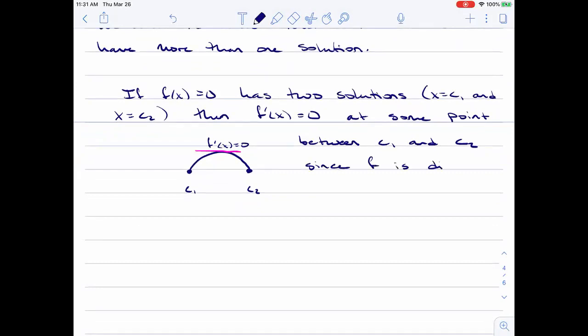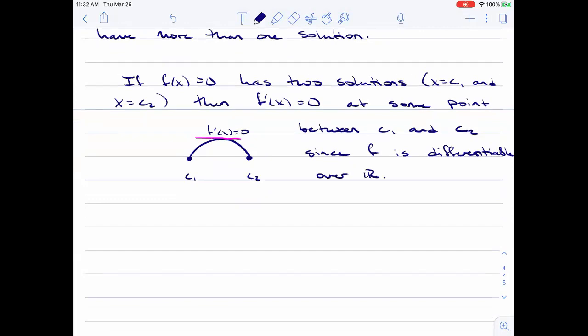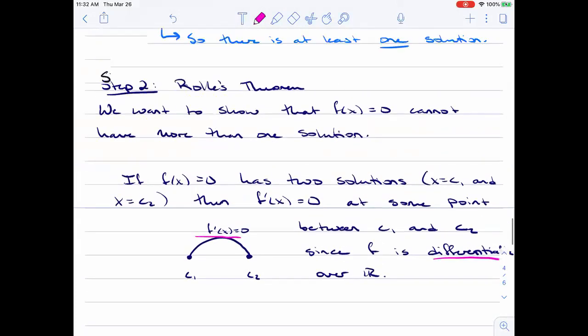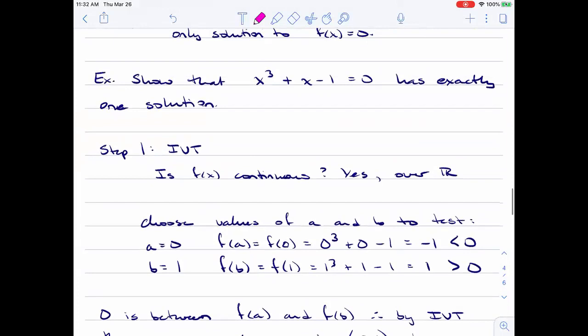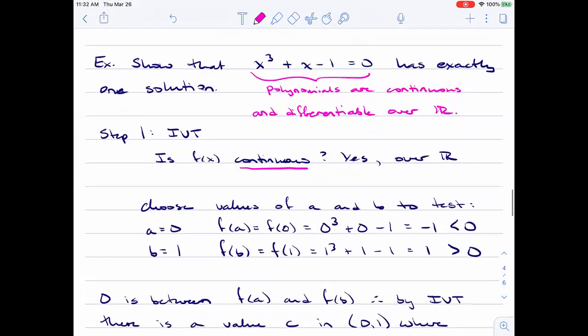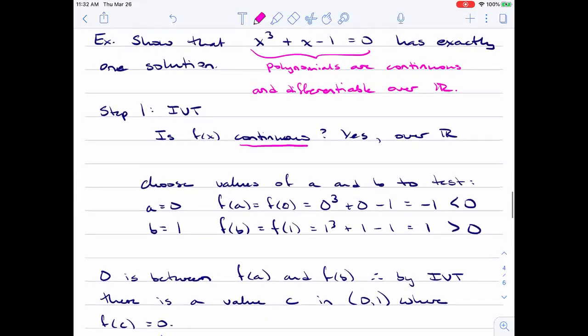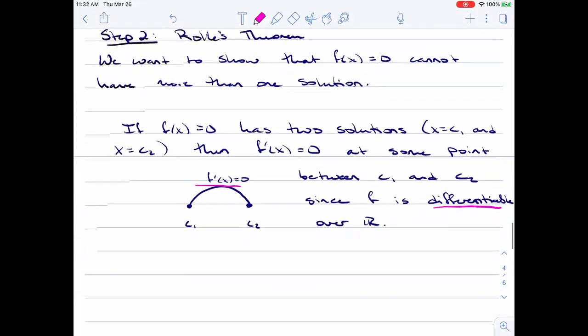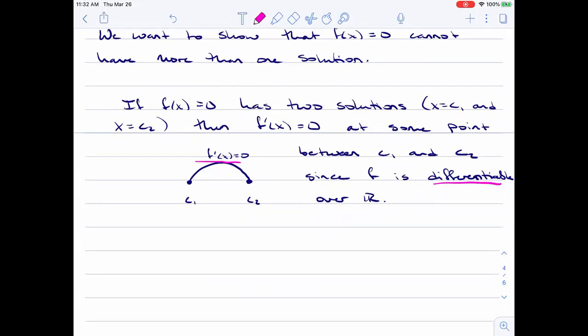Since f is differentiable over the set of real numbers. I think we established that. I'm pretty sure that we established that it's continuous and differentiable. Oh, no, we didn't. But here, what we can start by saying is polynomials are continuous and differentiable over the set of real numbers. Okay. So we're able to use those facts.